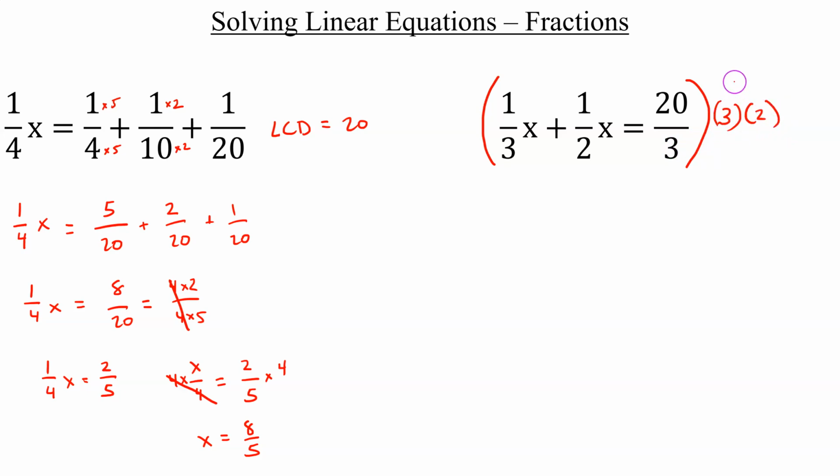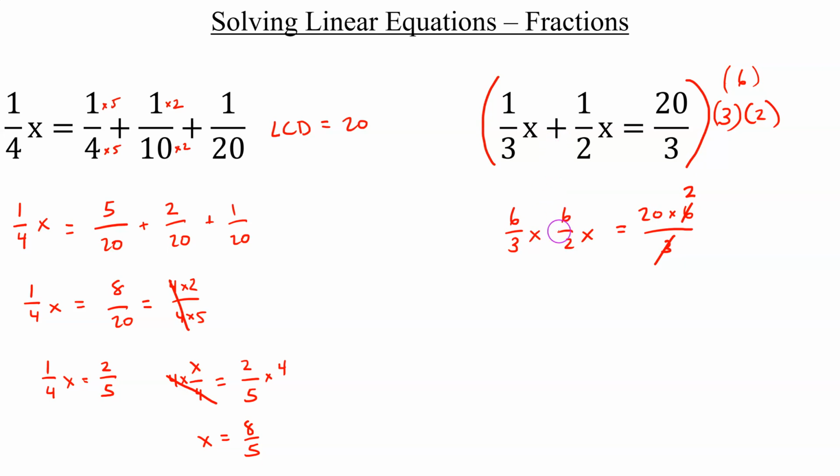3 times 2, that is 6. So essentially we're multiplying this entire equation by 6. 1/3 x times 6 is 6 over 3x. 1/2 x times 6 is 6 over 2x. 20 times 6, let's just leave it like that, divided by 3. And the reason why is we can cancel that 3. And this 6 becomes a 2.